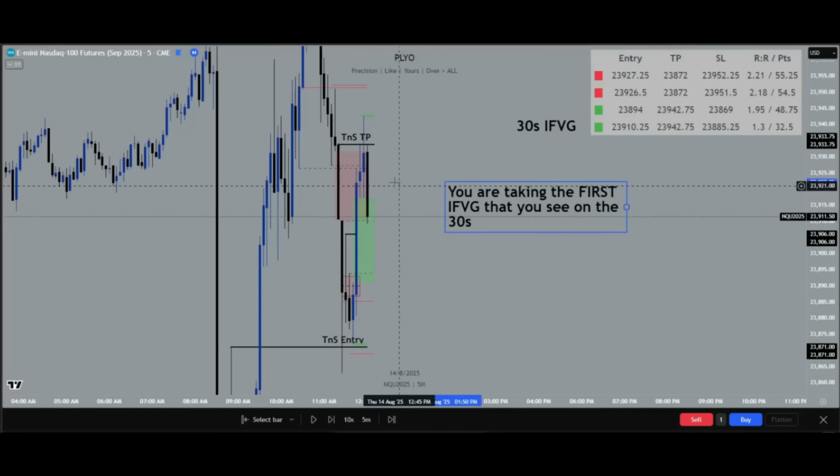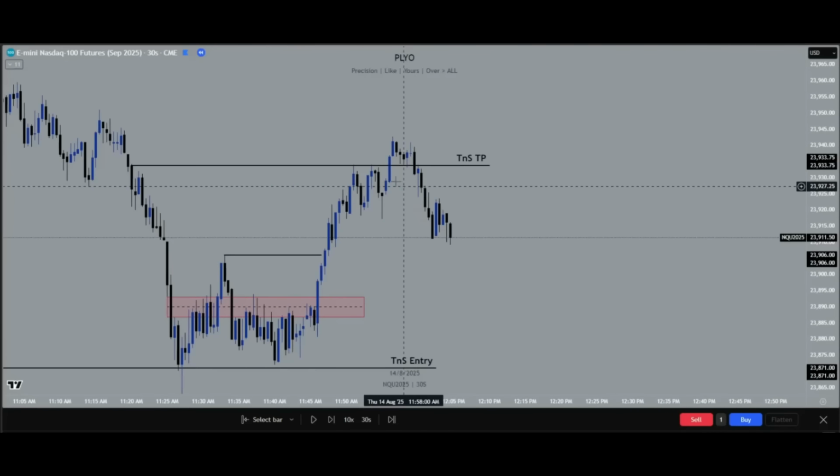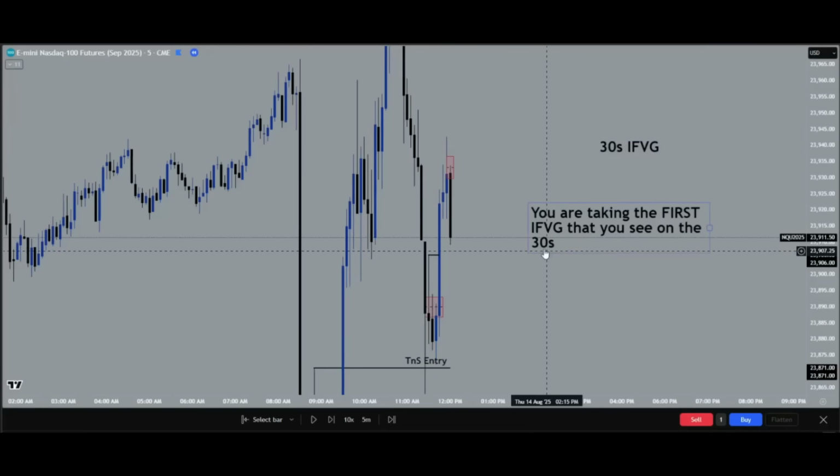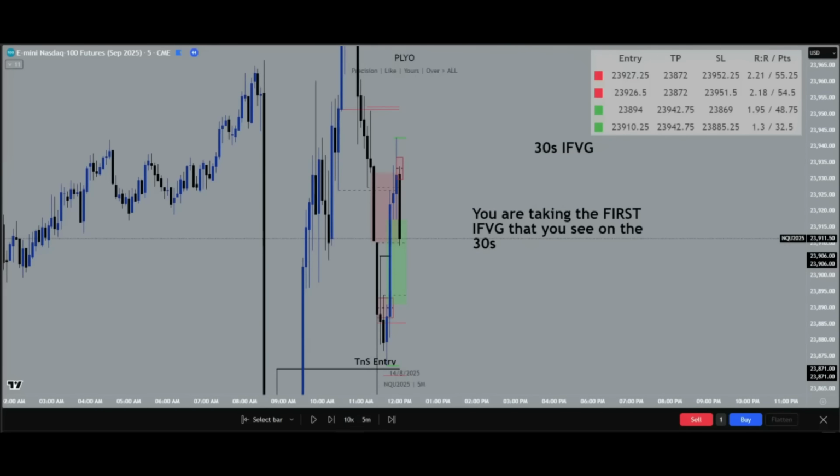Now let's actually see what happens from the 30-second perspective on the short, to see if maybe we could have taken the 30-second inverse, and you can see it's there as well. Remember, the key is for it to be almost instant. So all I'm going to do, once again, what do you need for this? You need to mark out the TnS entry. That's it. We're going to mark out the TnS entry.